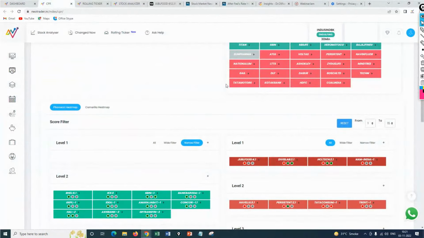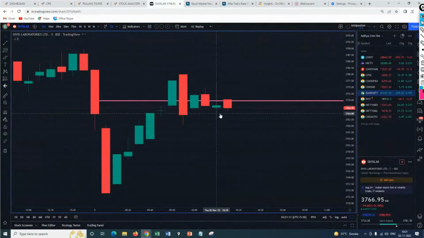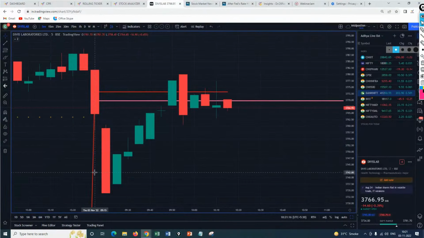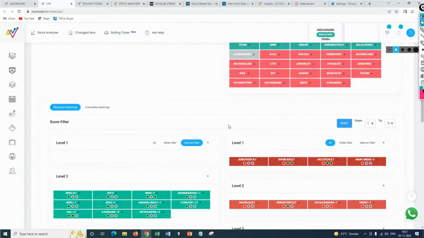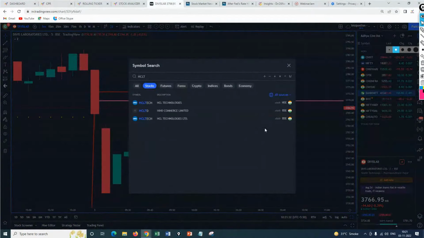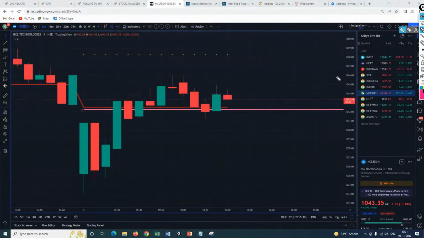Okay, what is the next stock here? DivisLab. Let's see DivisLab. Yes, DivisLab is a reverse case where it opened gap down, it tried to rally up, it has taken resistance here and it is coming back down. What is the next stock? Let us see. HCL Tech also has a similar thing. It came down, rallied up, it is coming back down now. All right, what is next?